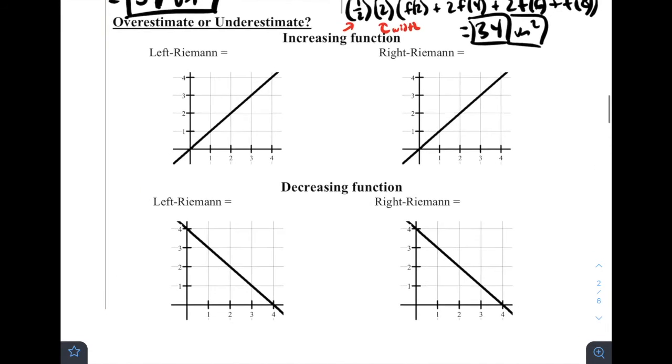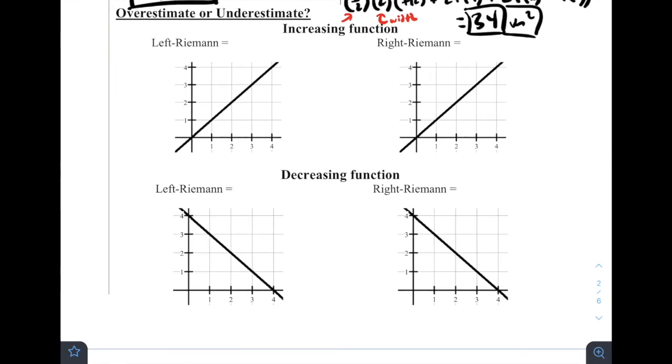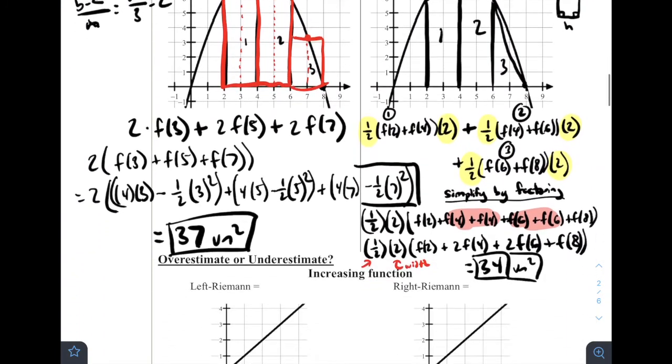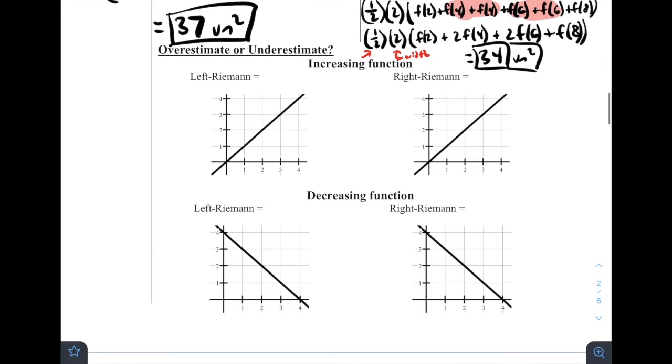How do you determine whether it's going to be an underestimate or an overestimate? Super common AP exam question. They might ask you to find those estimates, whether it's a left, right, midpoint, or trapezoidal sum. But they might ask you also, is it an overestimate or an underestimate? And really the easiest way for you to do it is to think about whether the function is increasing or decreasing. That is going to determine really everything on whether that left and right Riemann sum is above or below.